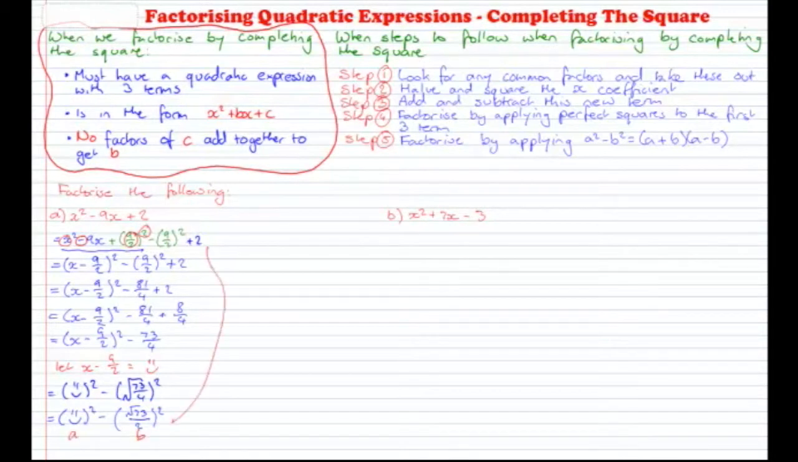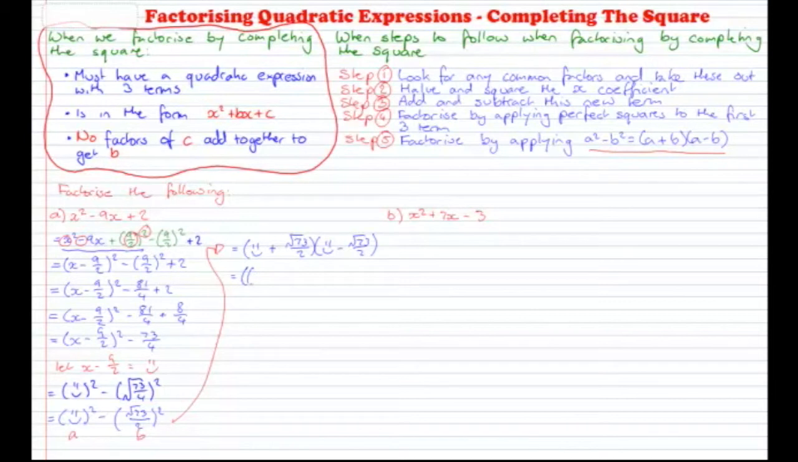So bring it up here now, and we're going to substitute our a and our b value into the formula that you can see in step 5, that is a squared minus b squared is equal to (a plus b)(a minus b). So let's do that. This here is going to be equal to smiley face plus root 73 on 2 and smiley face minus root 73 on 2. Let's go through and substitute back in x minus 9 on 2 for smiley face again.